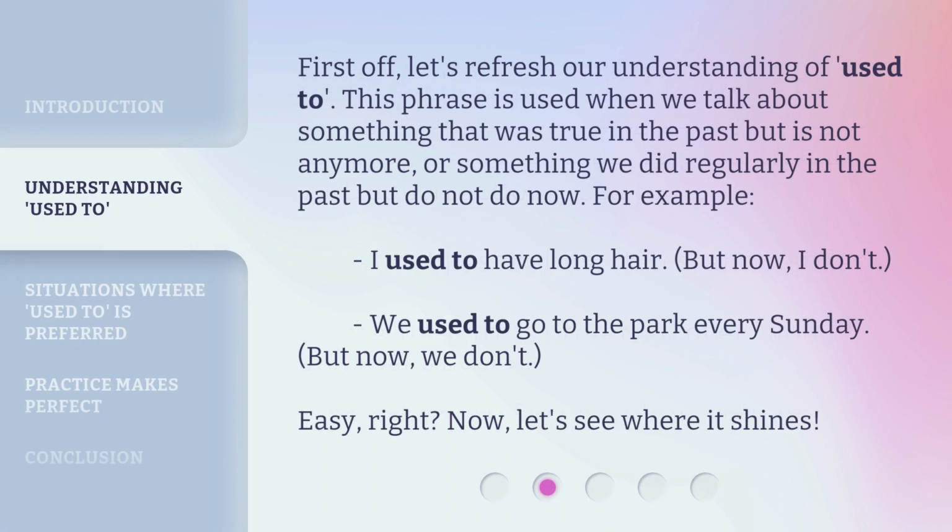First off, let's refresh our understanding of used to. This phrase is used when we talk about something that was true in the past but is not anymore, or something we did regularly in the past but do not do now. For example, I used to have long hair, but now, I don't. We used to go to the park every Sunday, but now, we don't. Easy, right? Now, let's see where it shines.